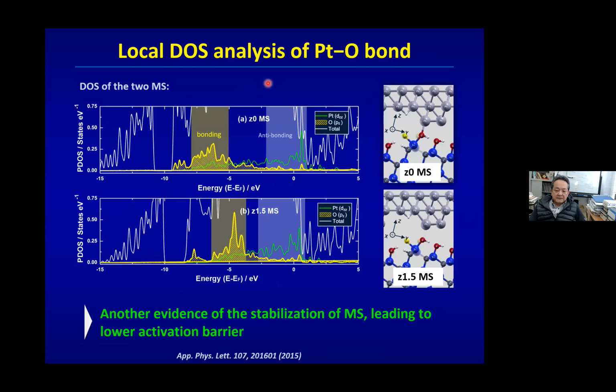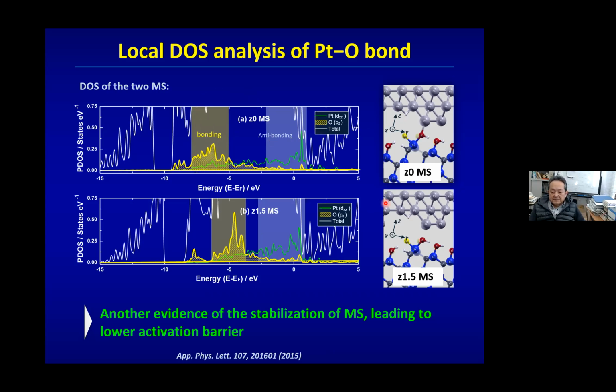And this is another evidence of the interaction between the oxygen and the platinum. This is the local density of state analysis of the Pt-O bond. In this case, we selected the Pz atomic orbital for this platinum, and the Pz atomic orbital was selected for this oxygen. And these are the calculated density of states at this area. And we found a bonding situation here. The density of states becomes larger in this case, in this area.